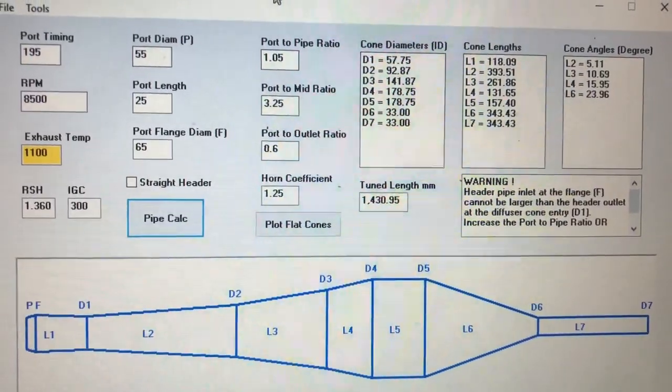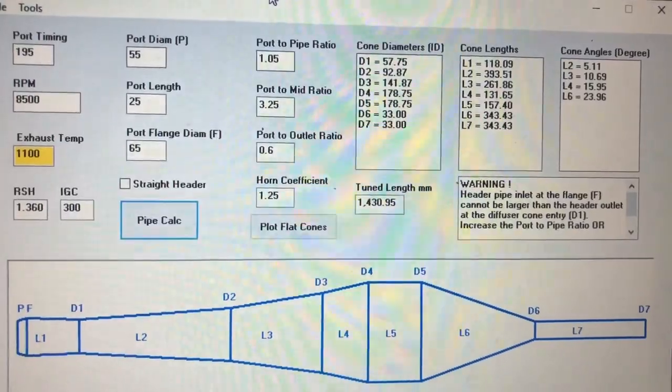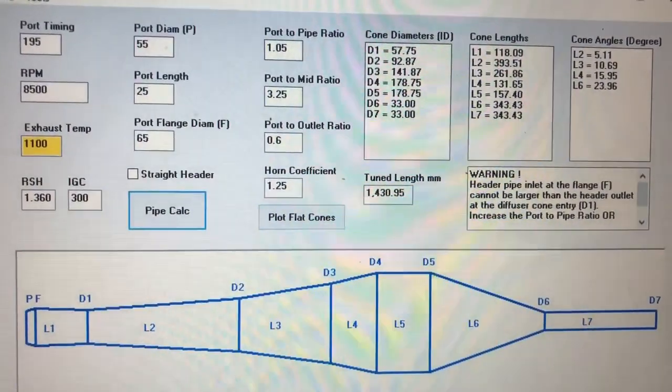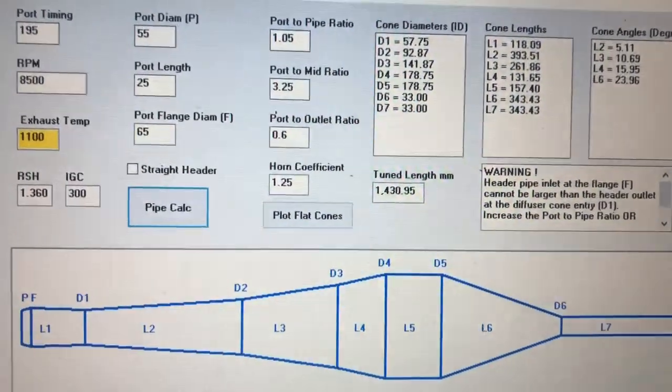Don't pay attention to any of the values or port timing or anything in here. AU Mechanic developed this software from YouTube.